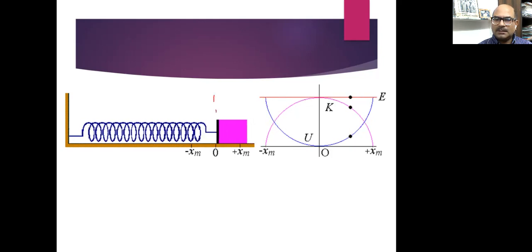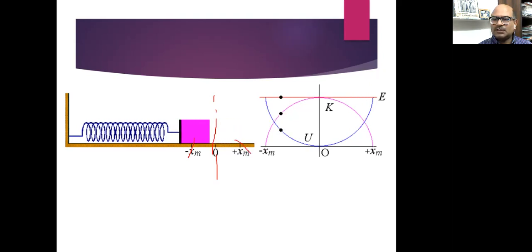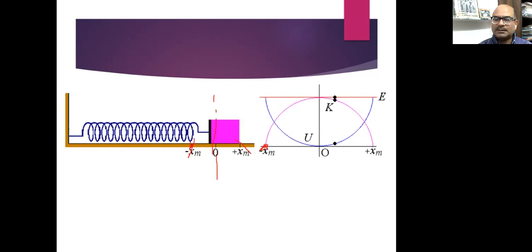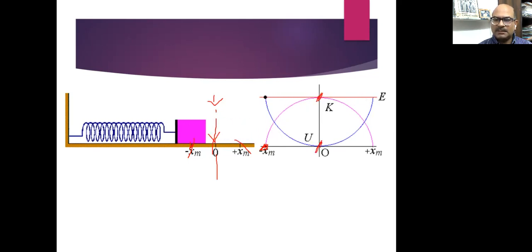Suppose this is the mean position, and it is moving here and there, in the negative direction and in the positive direction, from minus xm to plus xm. So you can understand where the kinetic energy is maximum and where it is minimum. The velocity is maximum at the mean position, so that's why the kinetic energy is maximum here, and the potential energy is minimum.